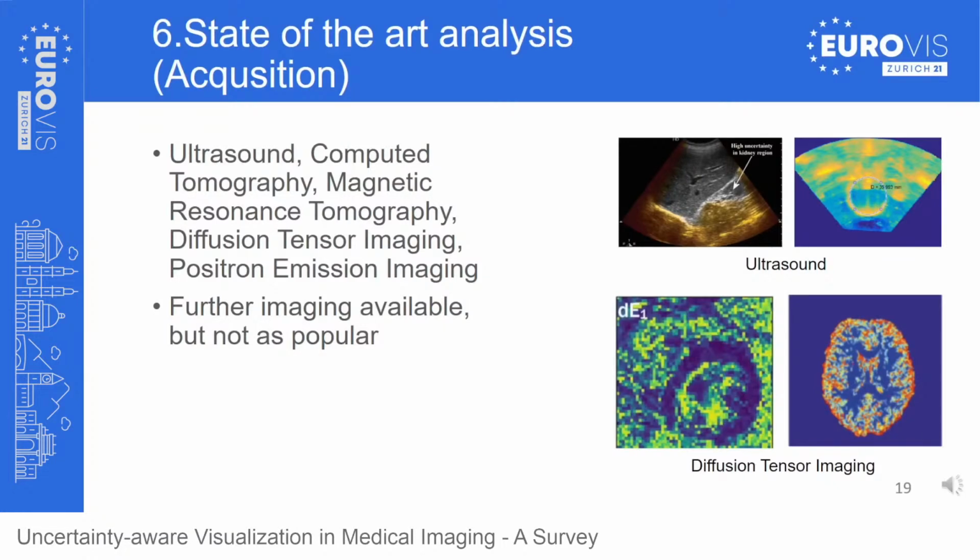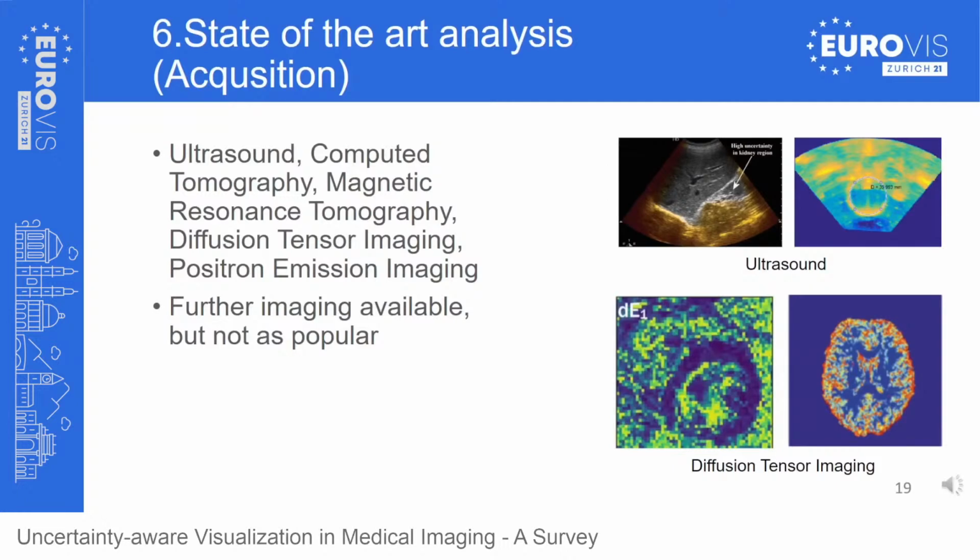Our state-of-the-art analysis starts with the acquisition process, and in this chapter we included all uncertainty-aware approaches that target ultrasound, computed tomography, magnetic resonance tomography, diffusion tensor imaging, and positron emission imaging. There are further imaging techniques available, but they are not as popular as the selected ones. This is strengthened by the paper we found that highlights the selected modalities are the most important for medical imaging.